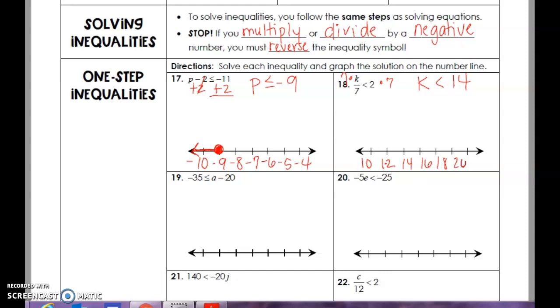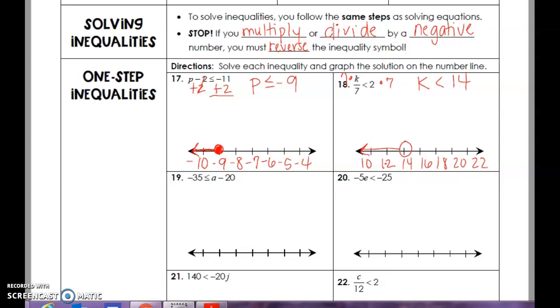We can go ahead and fill in numbers on our number line. We're going to have an open circle on 14 because it does not include 14. And we're going to shade to the left. So k is any number less than 14. So it could be 13, 12, 11, 10, and so forth.